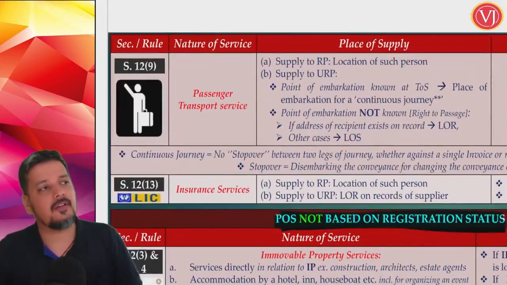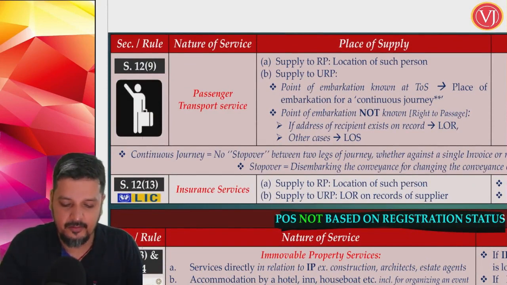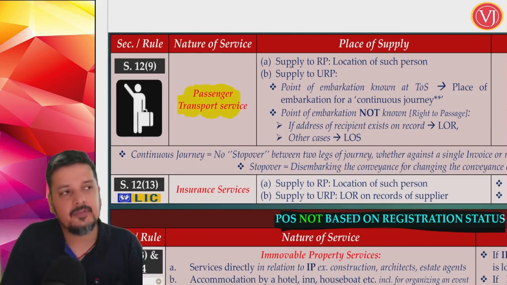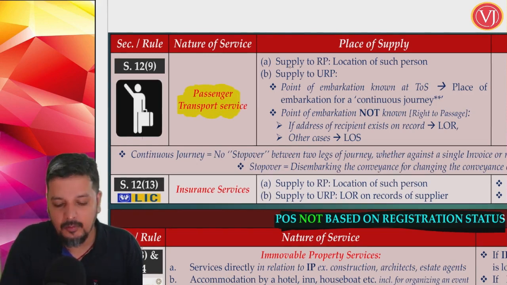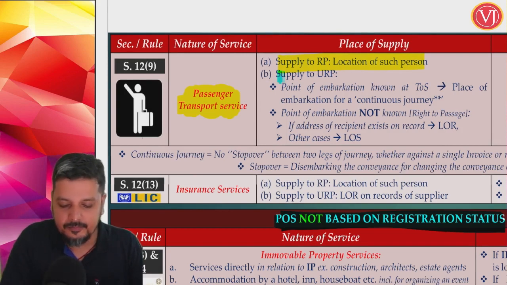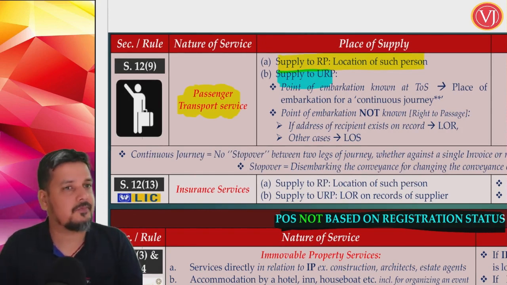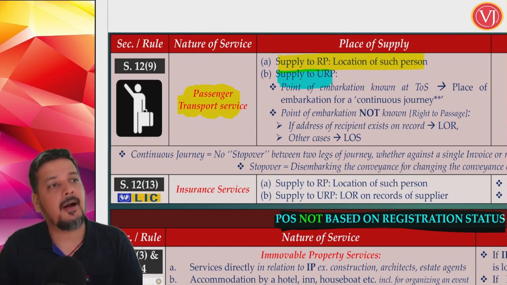Passenger transportation services. When you talk about passenger transportation services, again, life is very simple. If it is B2B, location of registered person. If it is B2C, now B2C has got two parts: one normal ticket, one pass.